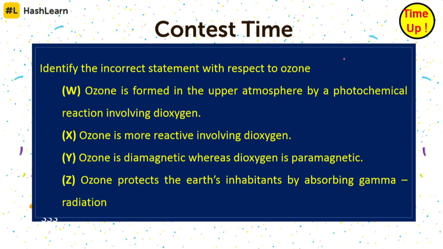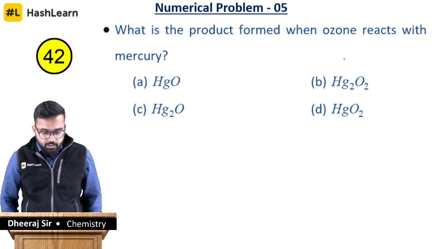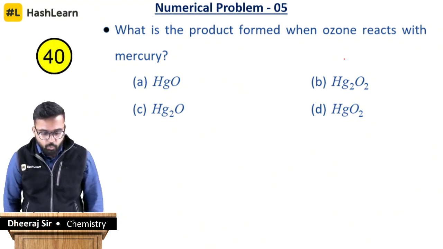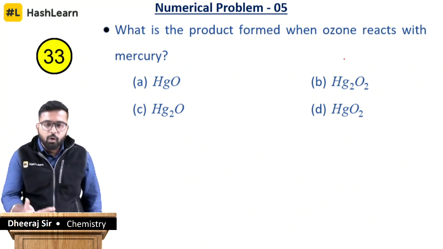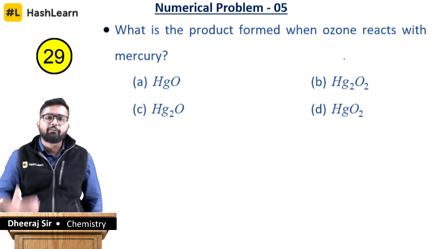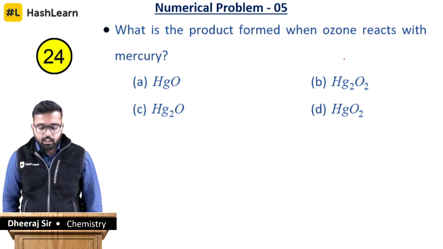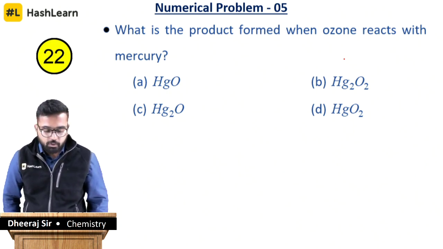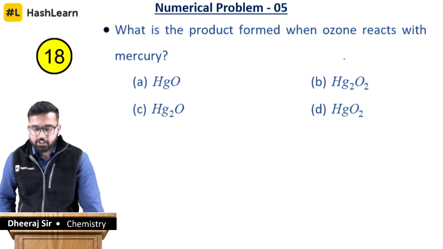We will move ahead to the next slide, which is the fifth problem assigned for the day. I want to ask you a question here. What is the product formed when ozone reacts with mercury? This question will repeat itself in various other forms. Once you understand this question properly, you should be able to answer any question that arises from it. I'm asking you, in what way will the combination of ozone and mercury lead to product formation? So it's the reaction part. Quickly work from your end and let us know the answers, guys.